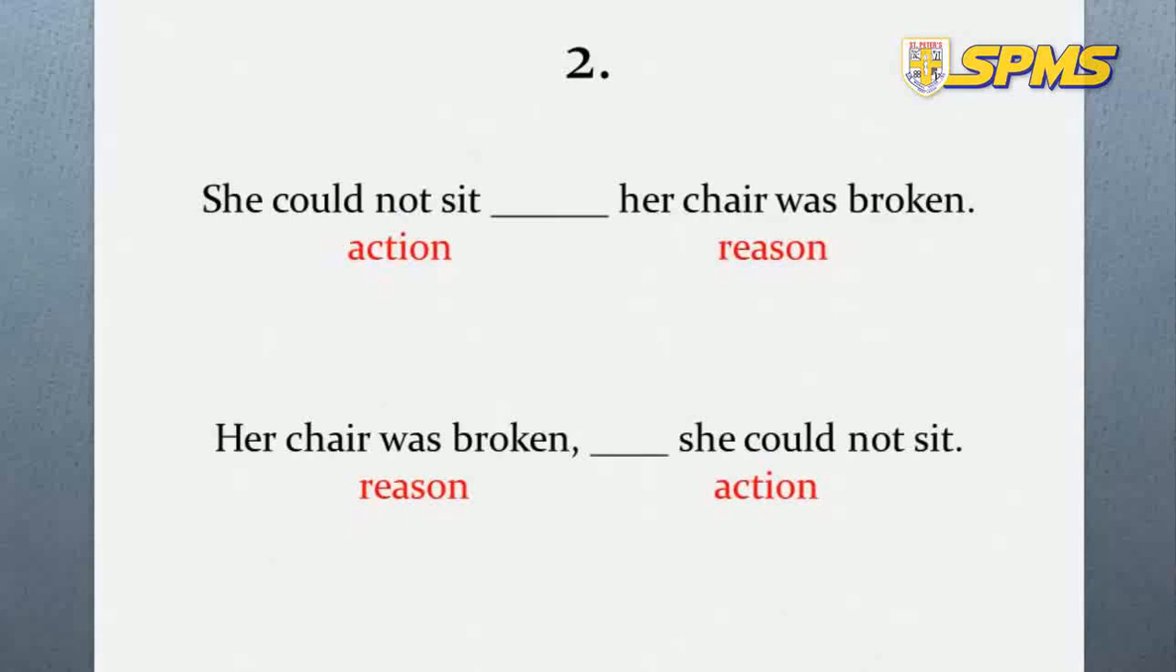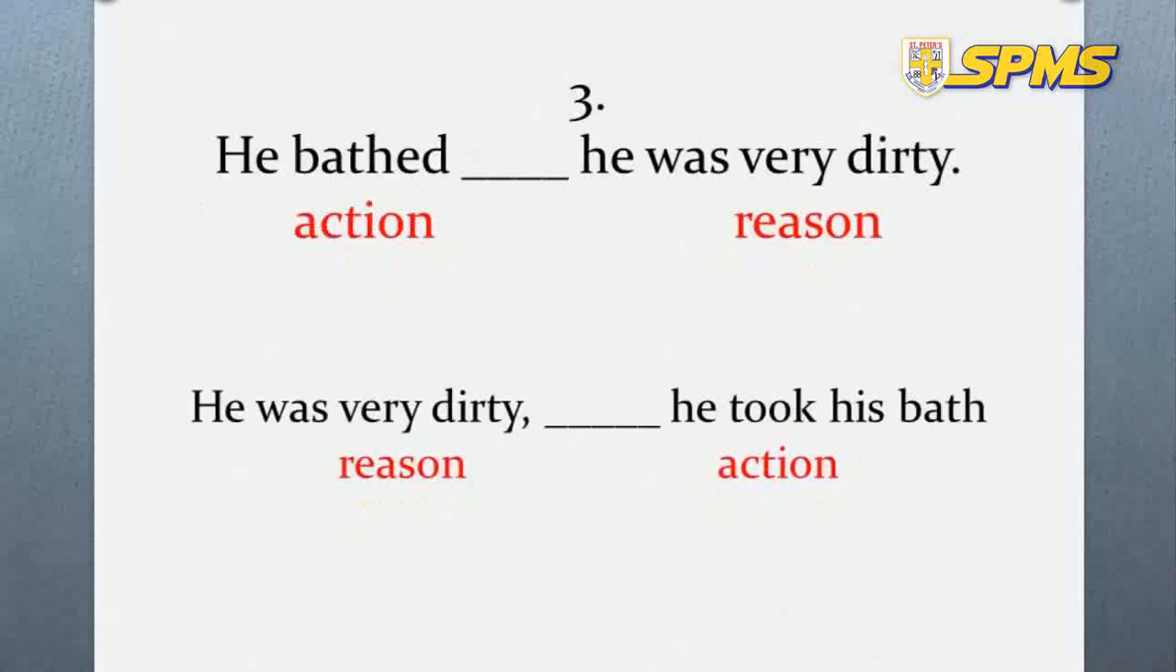Let's take a look at the last activity. He bathed, dash, he was very dirty. Take a look at it critically. Action and reason, which one comes first? Very good. It's the action. He bathed. Why did he bath? He was dirty. So what is the conjunction here? Because. Good. The last one.